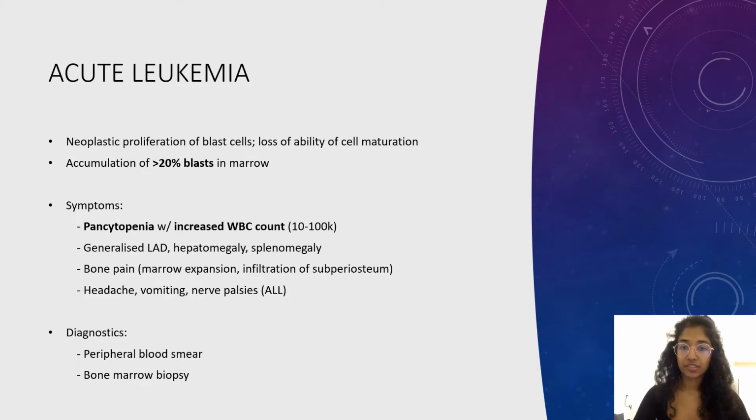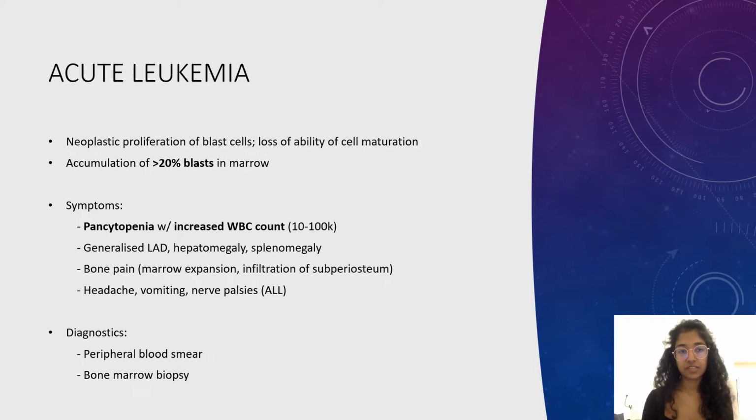So the first category of leukemia, which, like I said, you can divide into acute or chronic. Acute leukemia is a sudden onset of loss of ability of cell maturation. So you'll have the neoplastic proliferation of blast cells, and a large amount of immature blast cells will be present in the patient's blood. There will be an accumulation of more than 20% blasts in the bone marrow, which is a very characteristic feature of an acute leukemia.